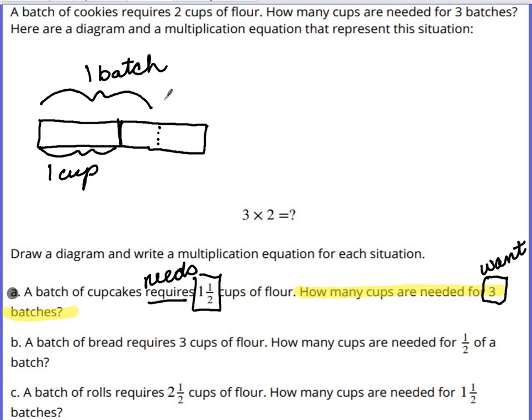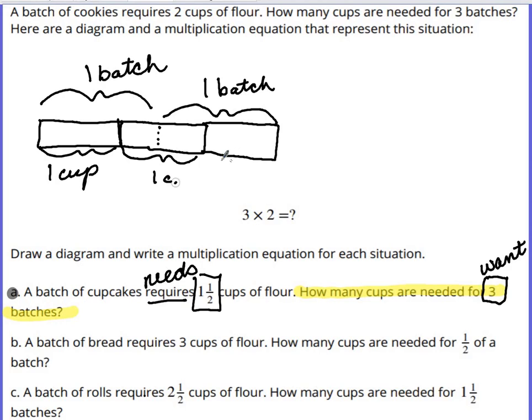What would I have to draw so I can make another batch? Brendan? I would need another whole cup because here's a half a cup right here, right? And I would need one more full cup. How many batches have I made now? 2. How many cups have I used? 3, because remember, here to here is a cup, and here to here is a cup.